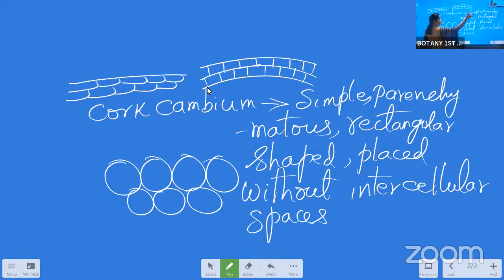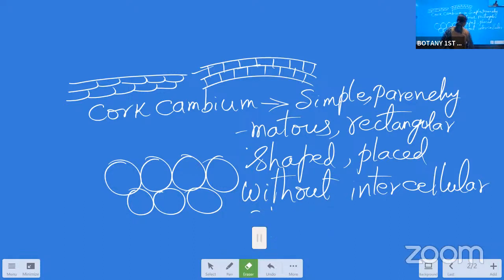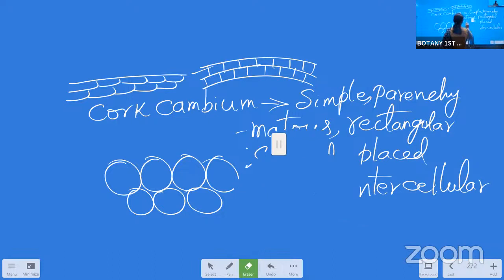Like the brick arrangement while making a wall. We are not the workers to make that wall, but we have seen it at least. So like that only we have to draw. In between two cells, one cell will be placed. Like that the cambial cells are present. So these are the mandatory sentences for the cambial cells. And these cambial cells are also called the cork cambium, otherwise phellogen.